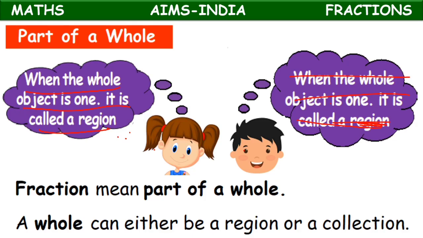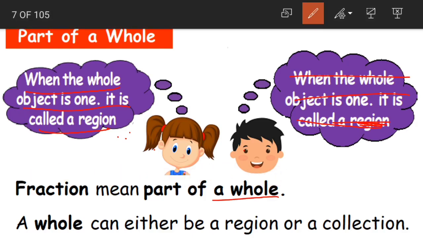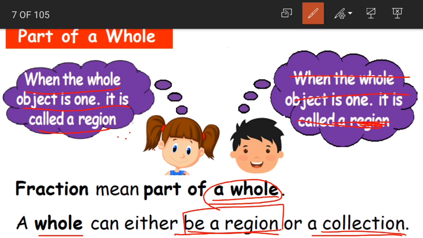Fractions. And what does fraction mean? Fraction means a part of a whole, and this whole can be either a region or a collection. The whole, that means the object that we are dividing, can be either a region or a collection. Now, what is this region? When the whole object is one. When we have only one object, such as one cake or one chocolate, which is to be distributed or divided, it will be called a region.